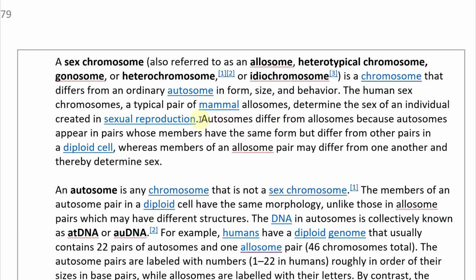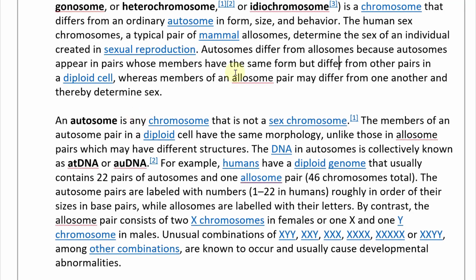So the autosomes, the non-sex chromosomes, differ from allosomes because autosomes appear in pairs whose members have the same form, but just differ from other pairs. But allosomes differ from each other, and in that way they can determine sex. All right, let's continue further.